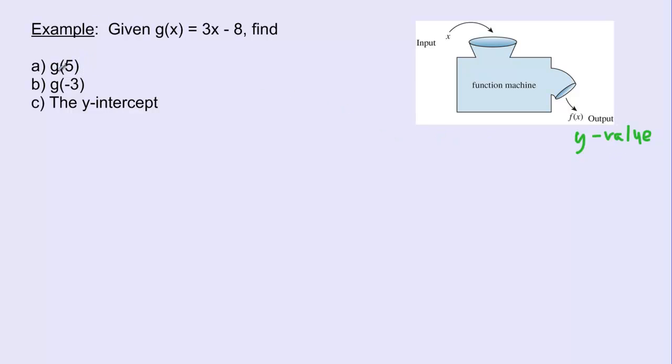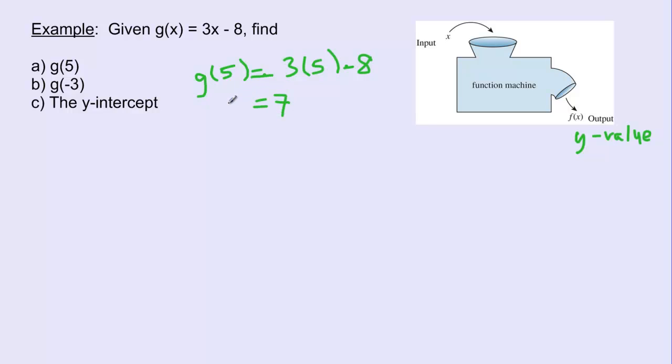So when I say, what is g at 5? Replace anywhere that you see x with the number 5. If x was here and x was here, well now, in the brackets, we're saying what's the function at 5. So anywhere that I see the letter x in my equation, I'm going to replace it with a 5. 3 bracket 5 minus 8. Okay, well 3 times 5 is 15 minus 8.